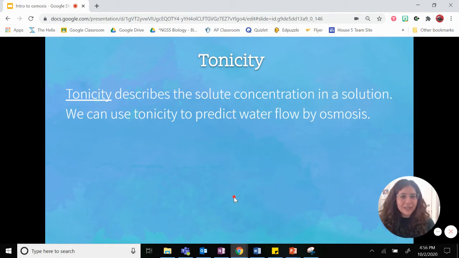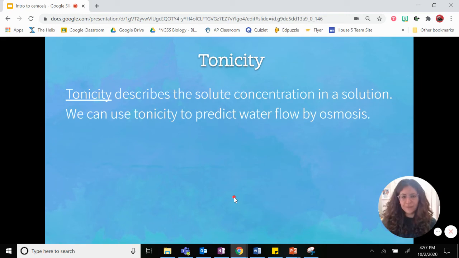Okay, so then really quickly, let's just introduce a new vocab term. This is tonicity. Tonicity is just a way to say solute concentration without having to keep saying that word over and over again. That's going to be helpful because it's going to let us predict which way the water is going to flow by osmosis in a way that's a little less clunky than saying low solute to high solute. We can just use this tonicity term.